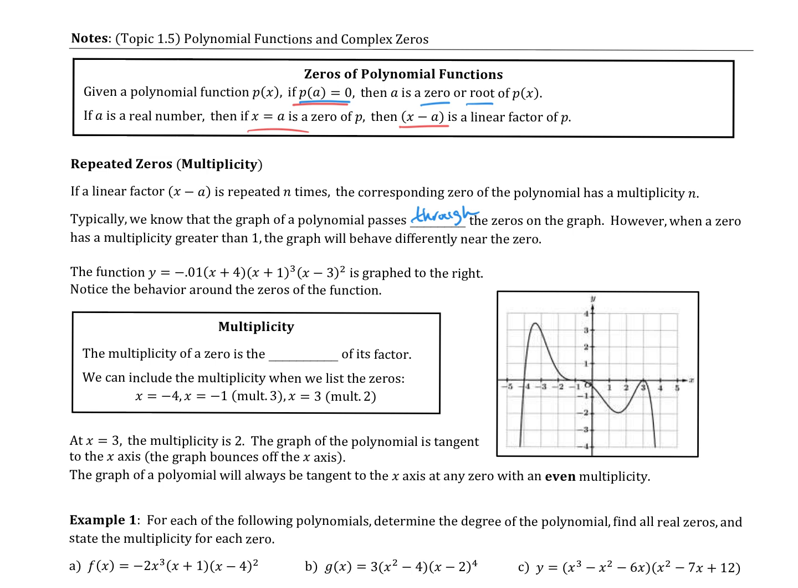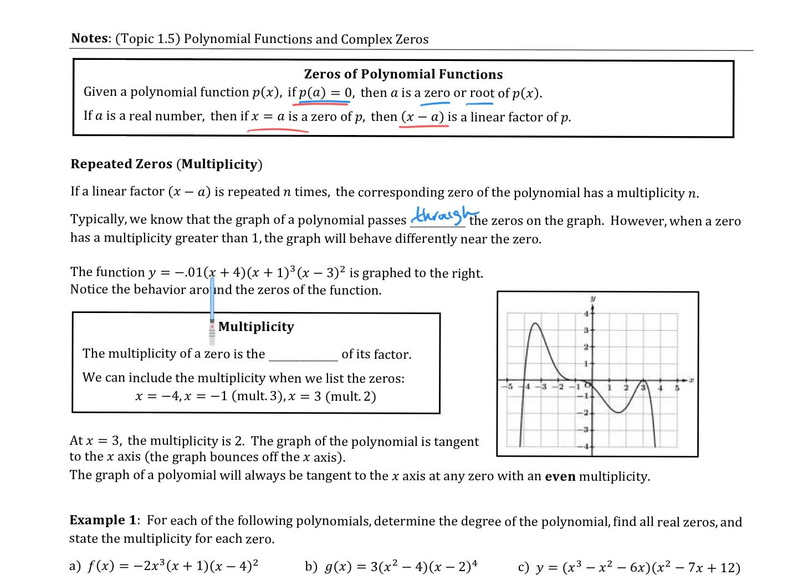The function y equals negative 0.01 times (x plus 4)(x plus 1) to the power of 3 (x minus 3) squared is graphed to the right. Notice the behavior around the zeros of the function. All right, let's talk about it.